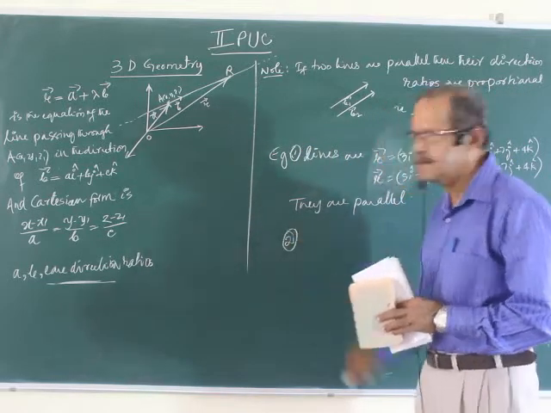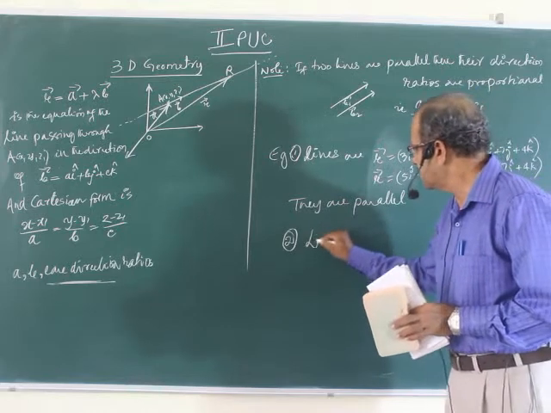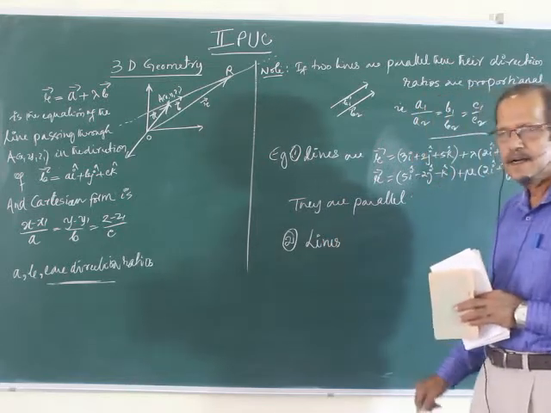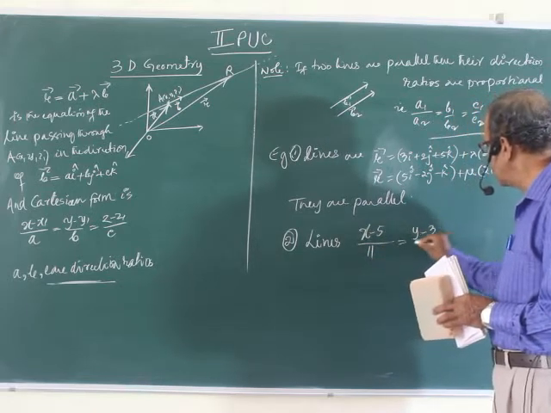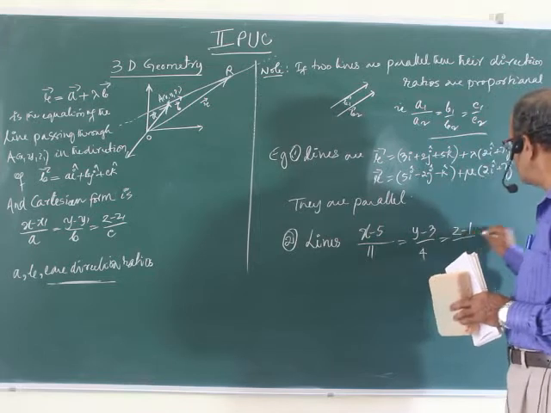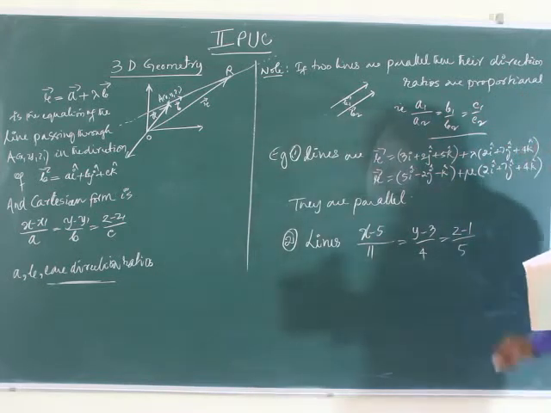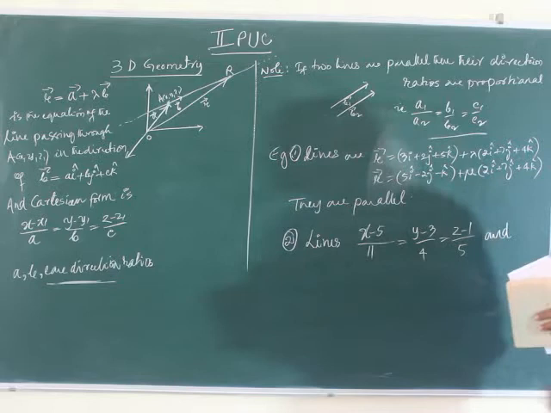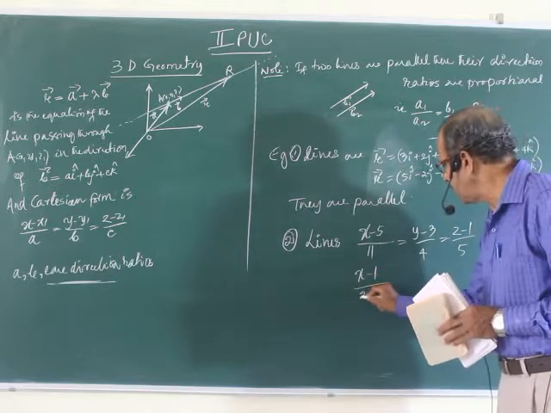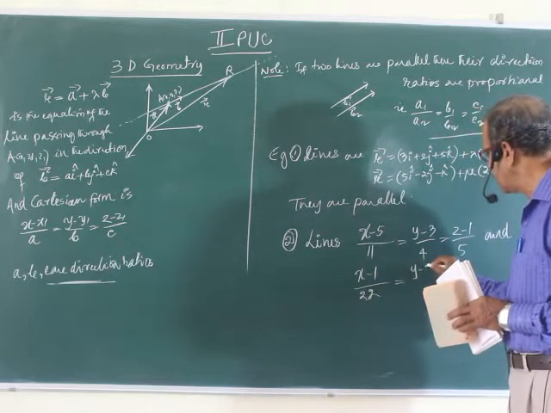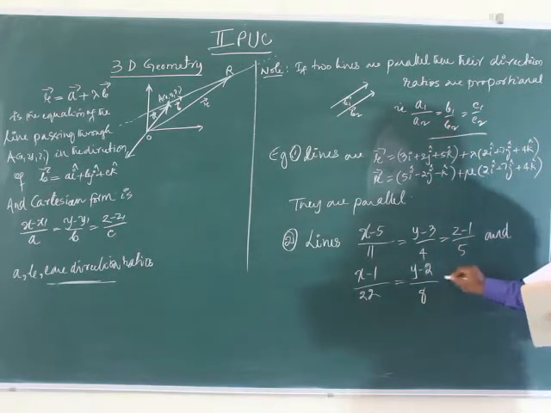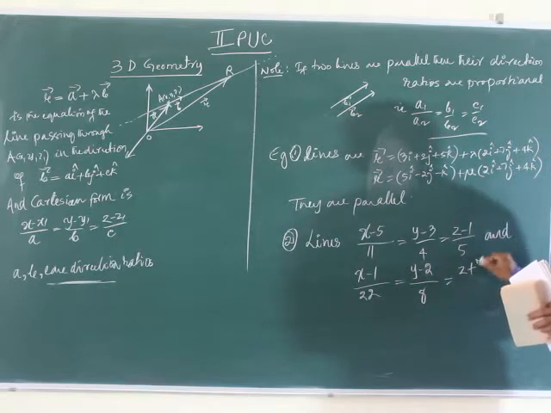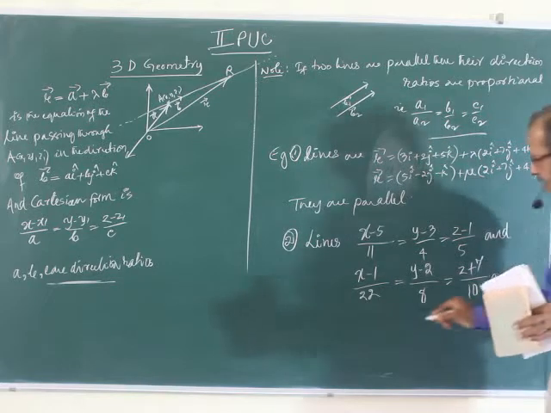Second example: lines (x minus 5) by 11, (y minus 3) by 4, (z minus 1) by 5, and (x minus 1) by 22, (y minus 2) by 8, (z plus 7) by 10 are parallel. Tell me why.